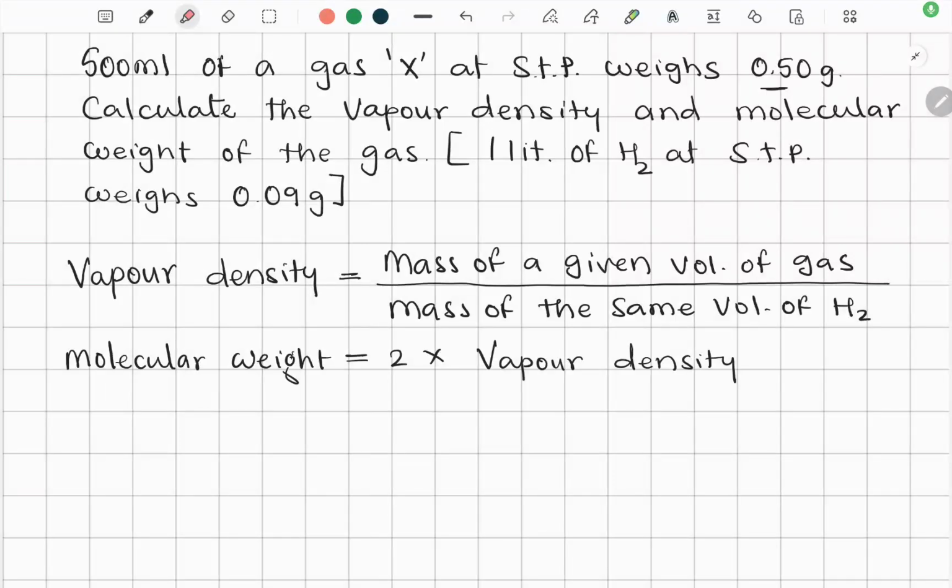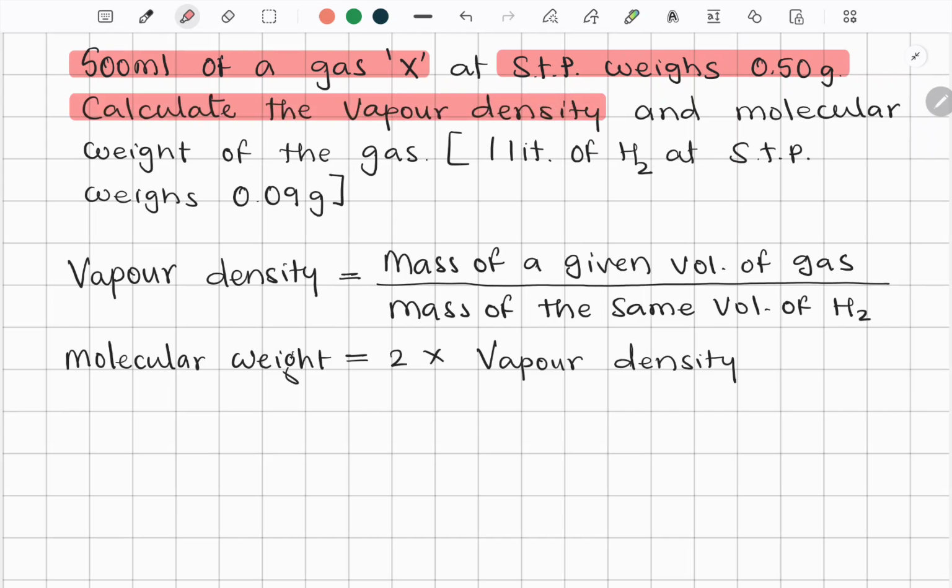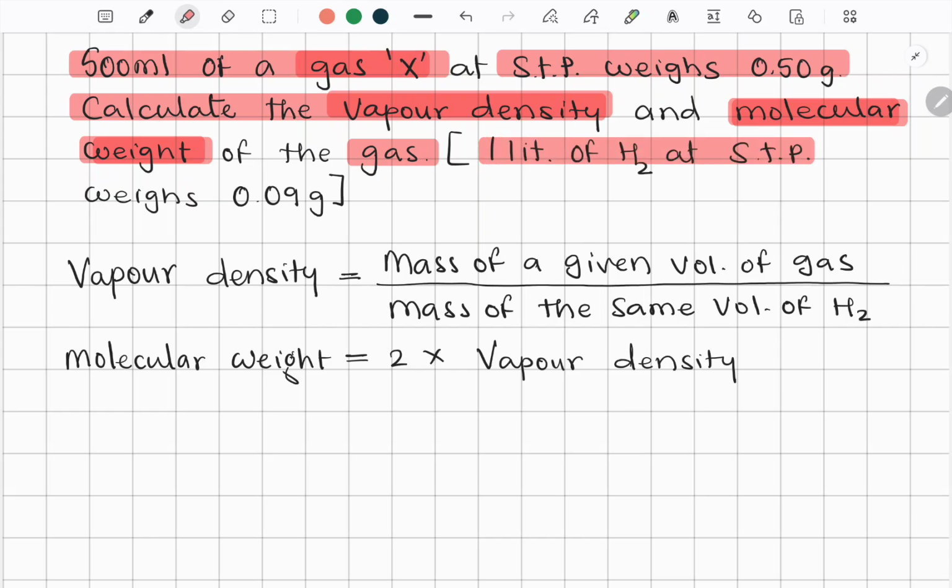Solve this question. In this question it's been asked that 500 ml of a gas X at s.t.p weighs 0.50 gram. We have to calculate the vapor density first, and then we have to calculate the molecular weight of the gas X. Now it's given that 1 liter of hydrogen at s.t.p weighs 0.09 gram. This is the given information.